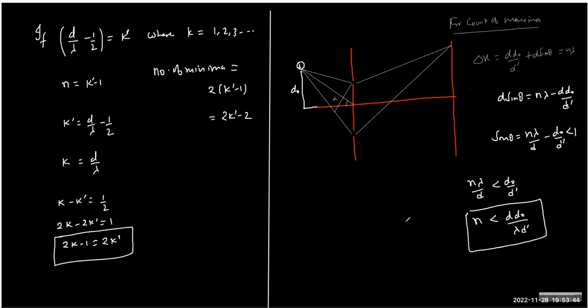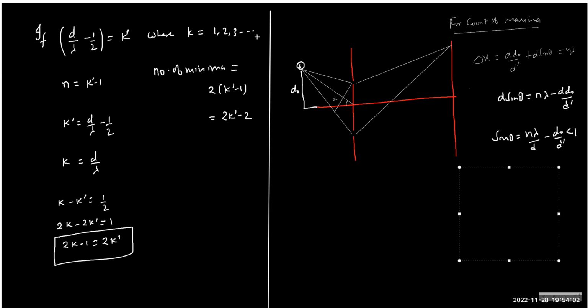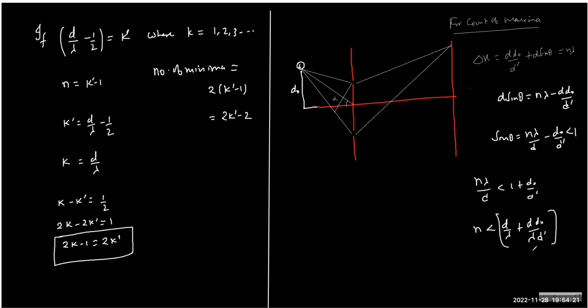Sir, the second equation, I mean inequation. My bad, I just made a mistake here. Sorry, I just forgot to write one part. That's why I was thinking, okay, what is happening? So now n lambda by d is less than 1 plus d naught by d dash. So n is less than d by lambda plus d naught by lambda d dash. Correct? Yes, sir.